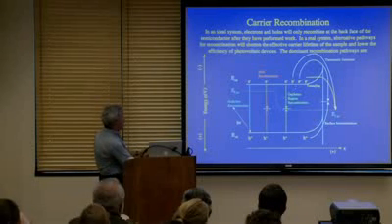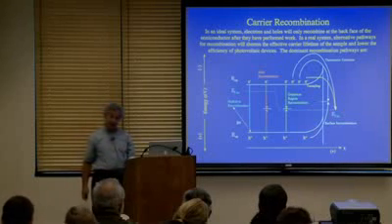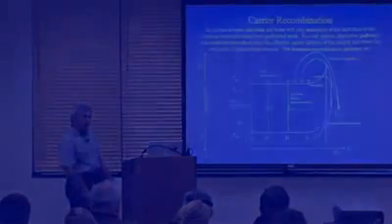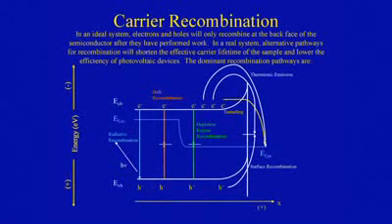Name of the game is make really pure material. Because if it's really pure, then it can absorb light and all the carriers will move the right way and hardly any will move the wrong way. And in fact, the limit of moving the wrong way is given just by the radiative recombination limit. When all the carriers are emitting photons of light, you can't do any better than that because whatever they're absorbing is basically making them emit.